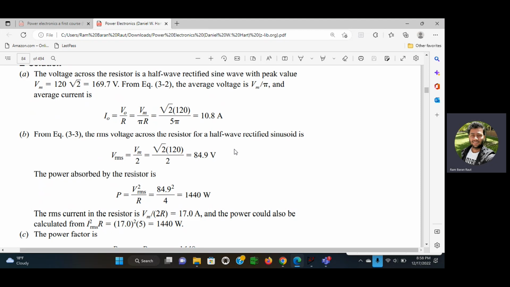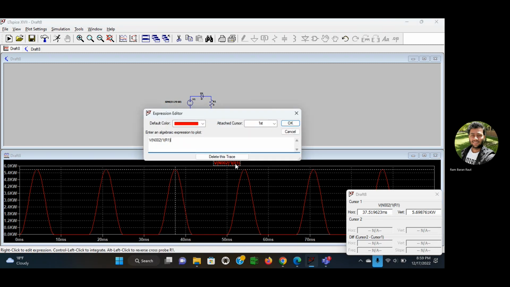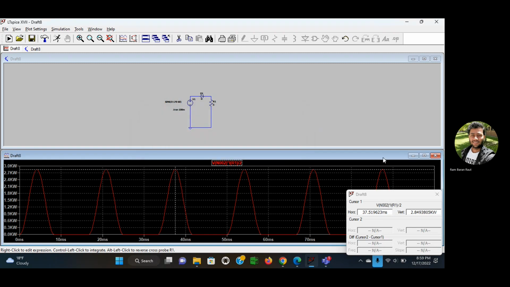Not VRMS, or the VRMS squared divided by R, or maybe we can do IRMS multiplied by VRMS. So over here, divided by root 2, divided by root 2, divided by 2. So it should be over here like 2.84.